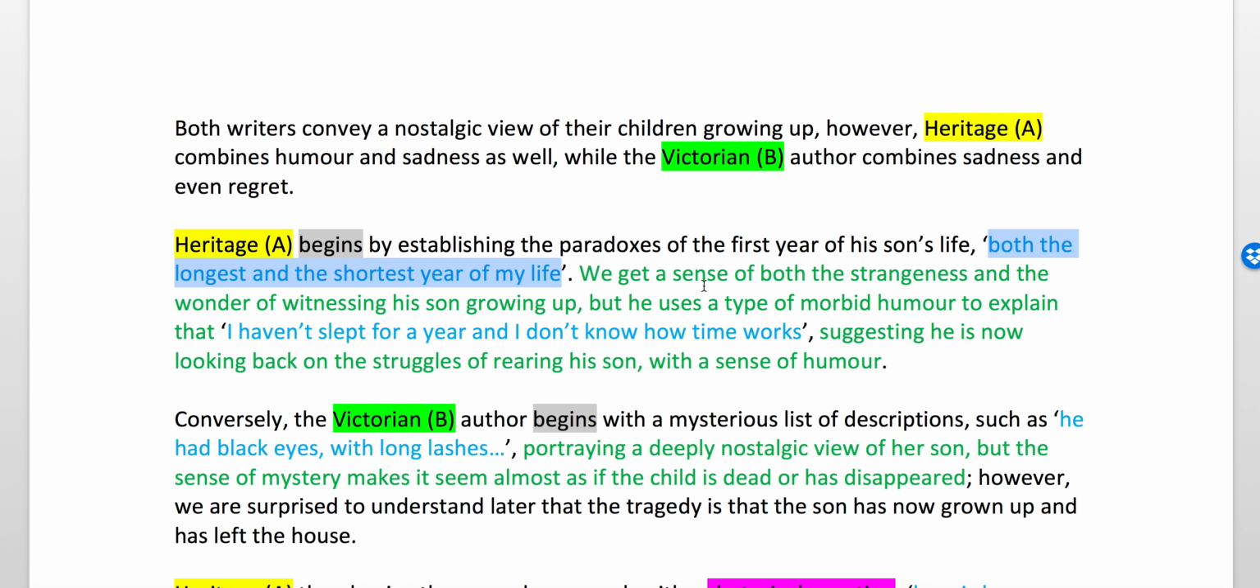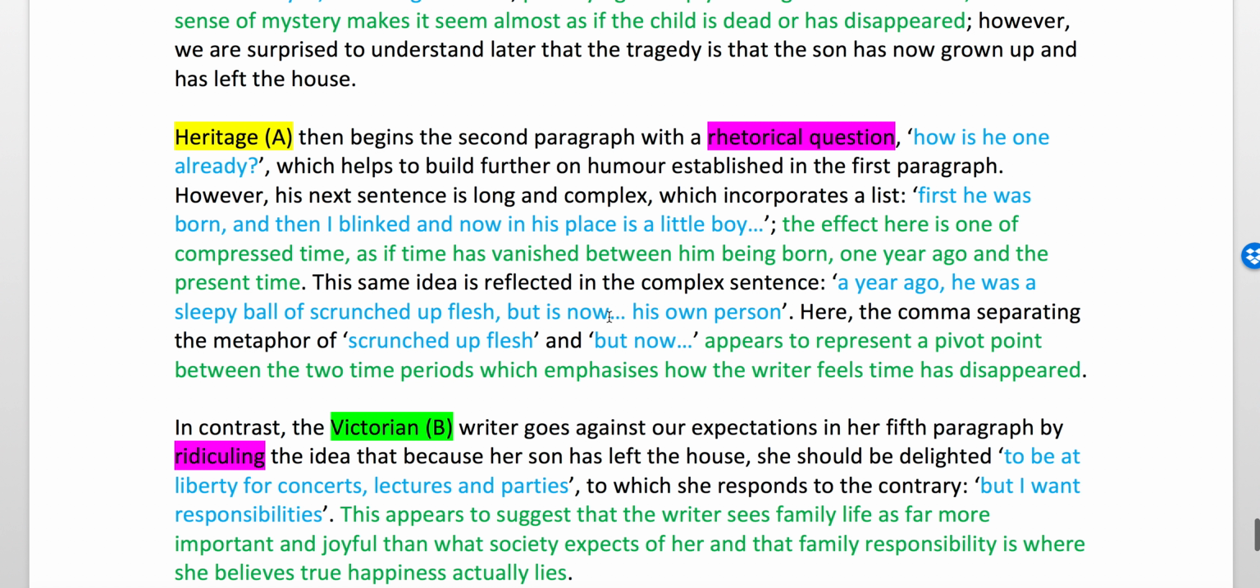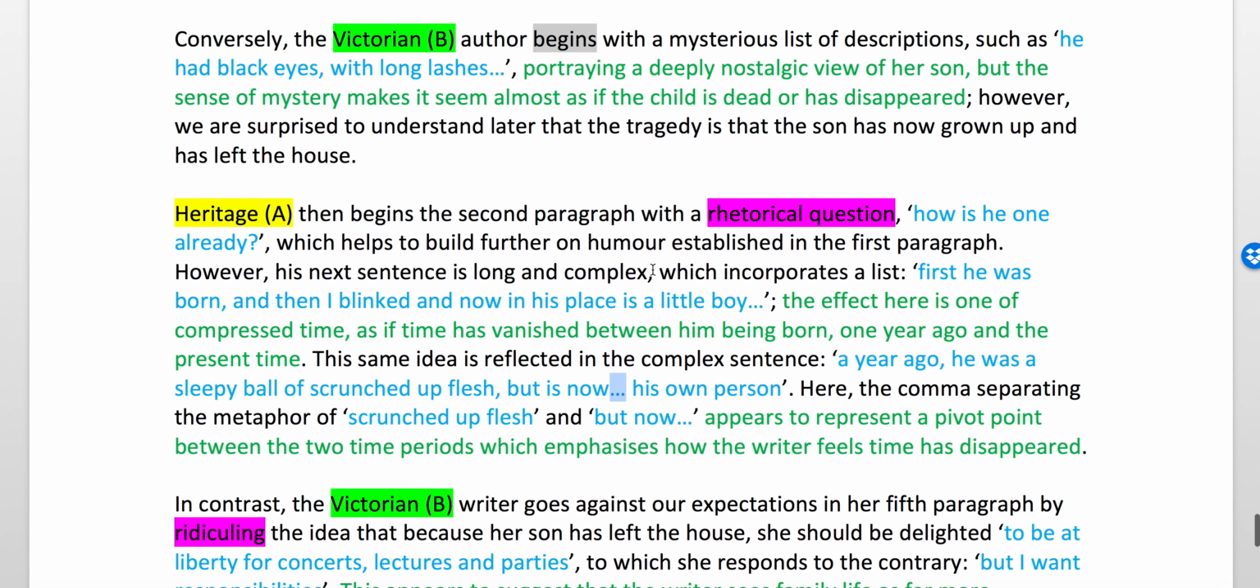You'll see here I've been forced into using long quotes. If you need to do that, that's fine. Generally you want to try and focus on using shorter quotes, but if you have to use long quotes, I've had to do it because there's so many complex sentences and important clauses that are really difficult to break down. If you do need to break down the clauses and remove some of the words, you can do that by using ellipses. So for example here, 'a year ago he was a sleepy ball of scrunched up flesh, but now his own person.' So that kind of makes sense. You could do that. So I've just skipped some words in the middle to shorten the quote.